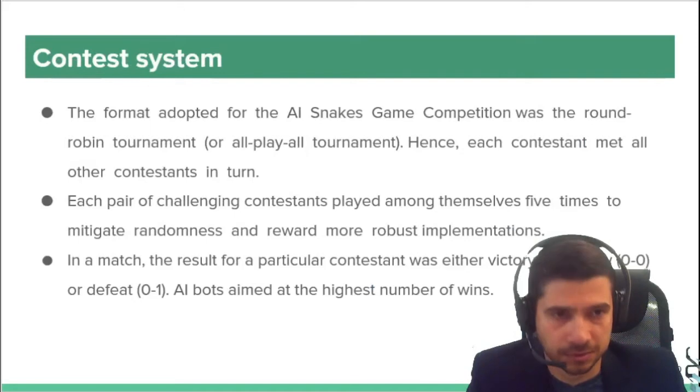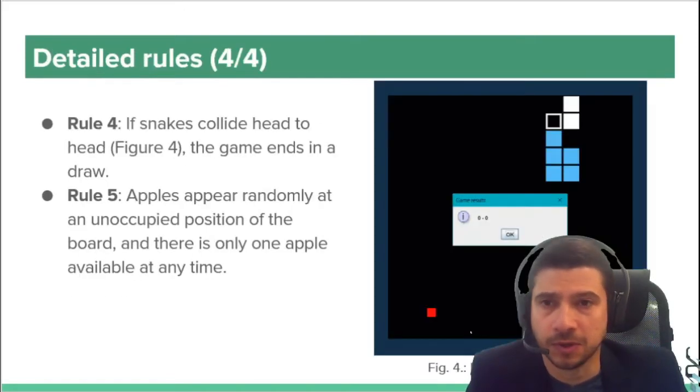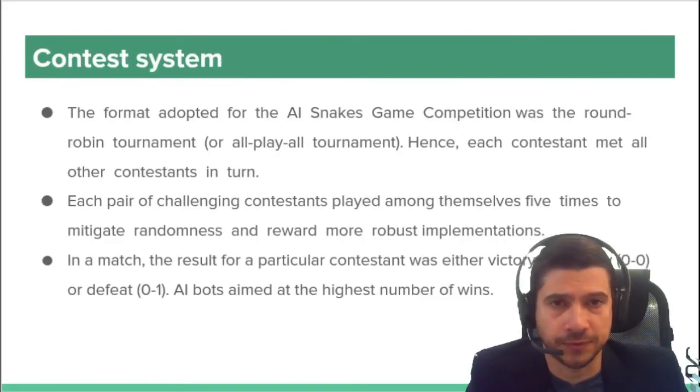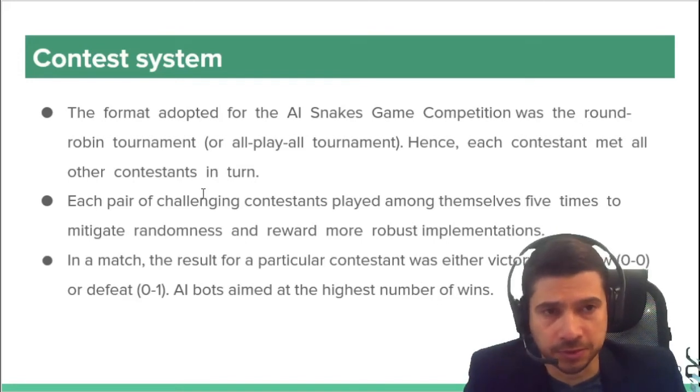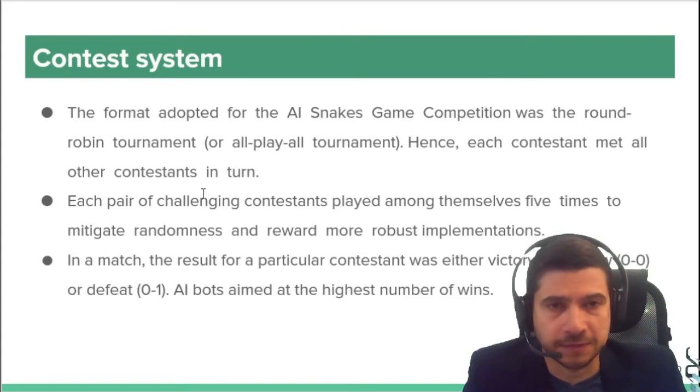So these are the rules for the game. Obviously, the result when two bots compete is either a victory, a draw, or a defeat. And each pair of competitors, in this case each pair of bots, play against each other 5 times.